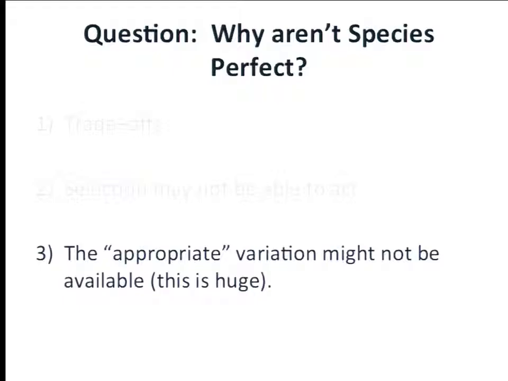Okay, the third one I want to talk about is that the appropriate variation might not be available. And I've written this is huge. There are plenty of opportunities where evolution might be great. If I jump off a building, it'd be great if I could evolve wings. That doesn't happen within a single generation. I'm stuck with mitochondria in my cell. It might be better if I had another bacteria there producing energy. I can't get that, so it can't happen. Question?